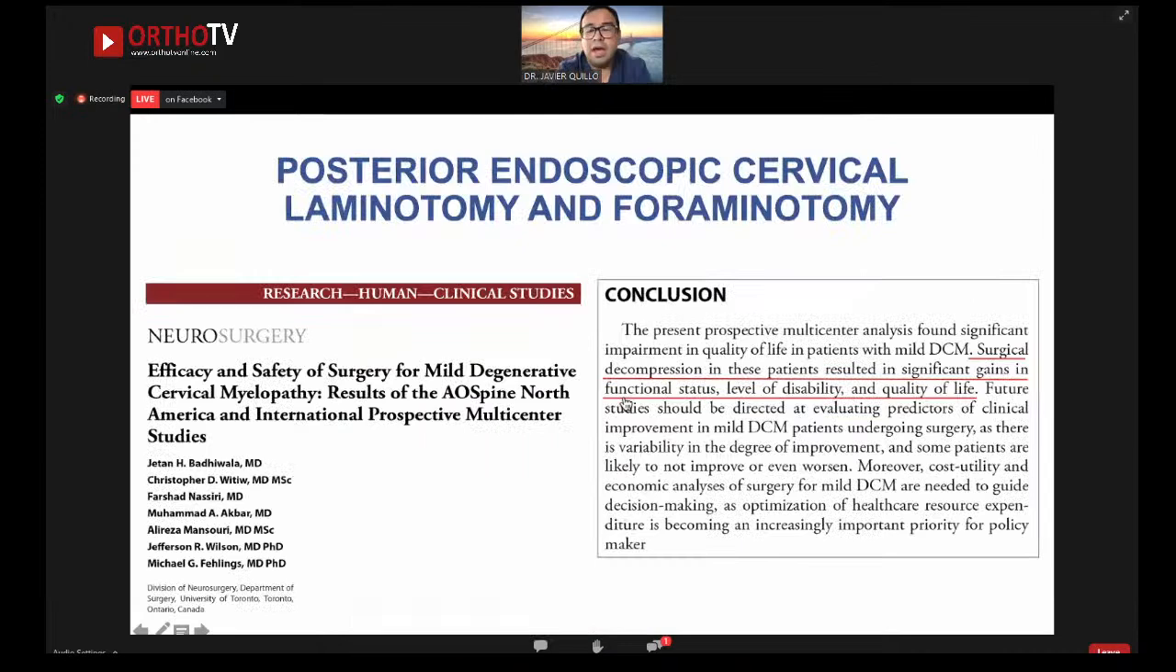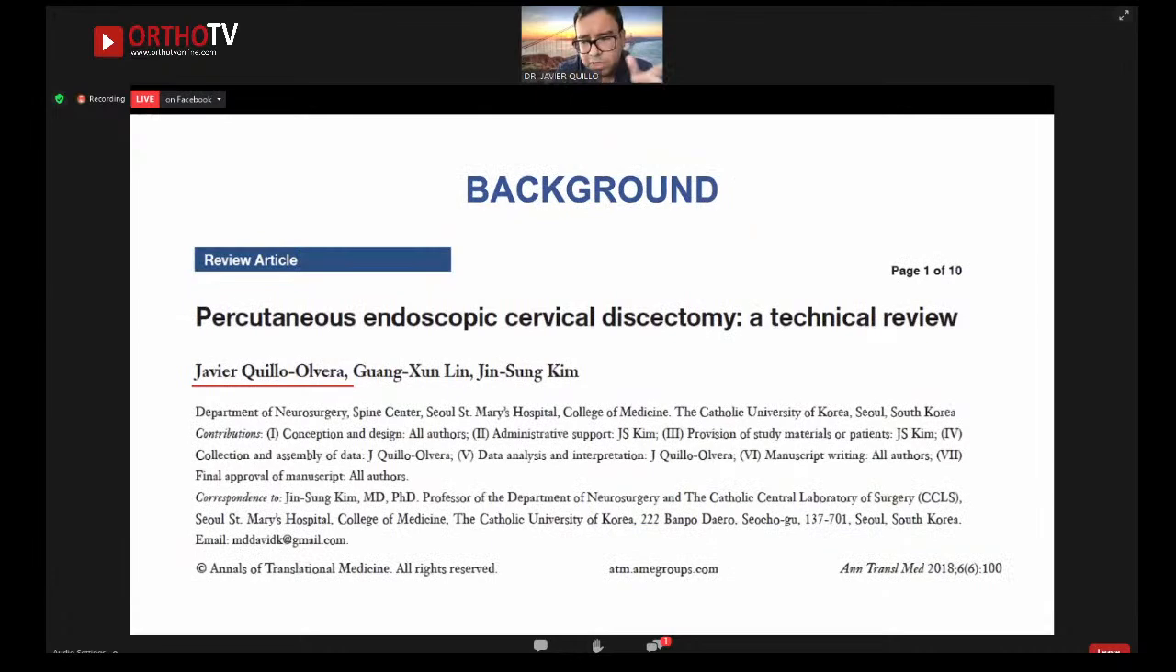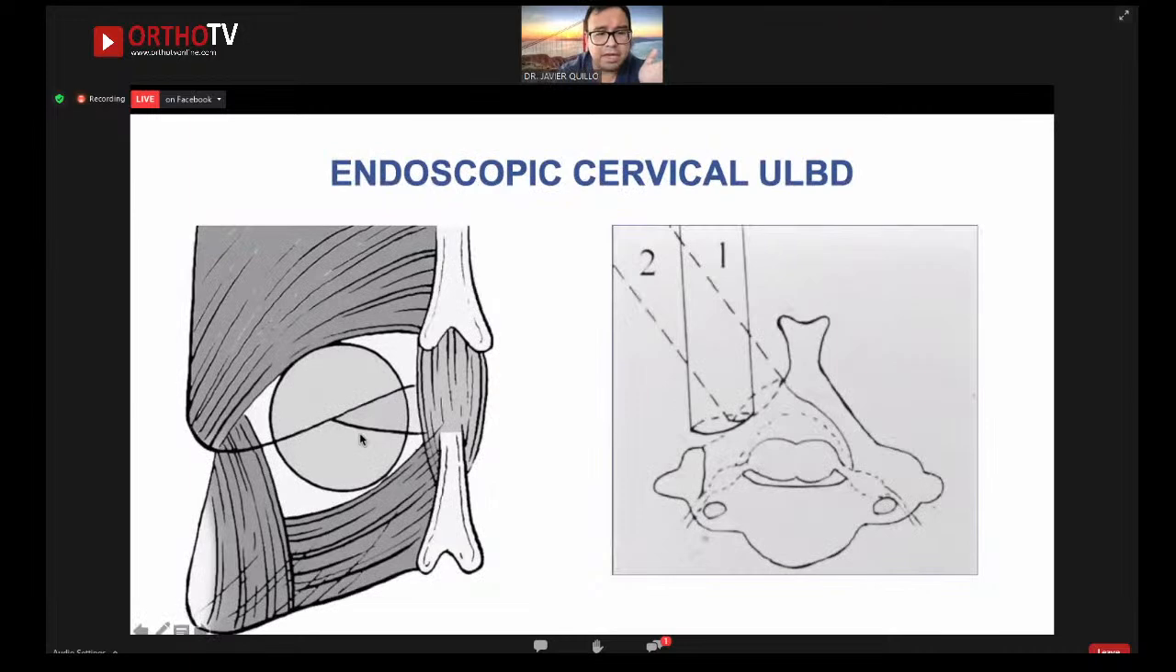What about the cervical spine? We know that severe spondylosis can result in myelopathy, myeloradiculopathy, and all the experts have documented that decompression is needed. For example, we published a paper also about the technique of decompression of the cervical spine, but the landmarks are very similar to an open or tubular decompression.